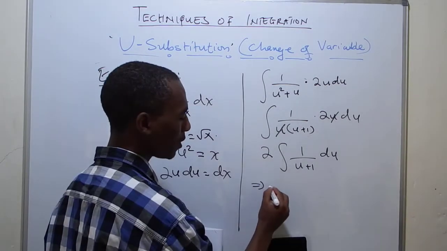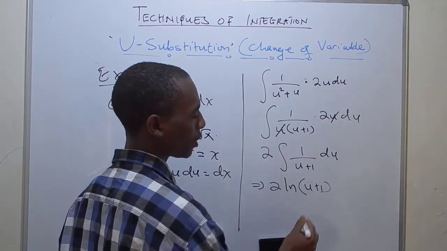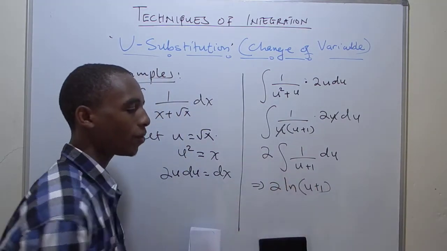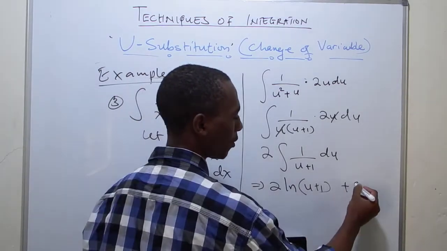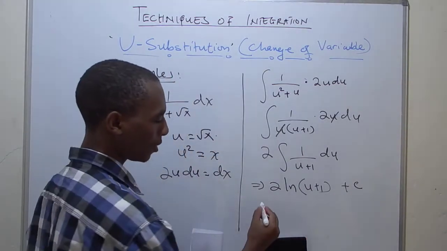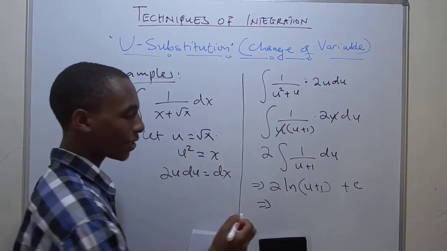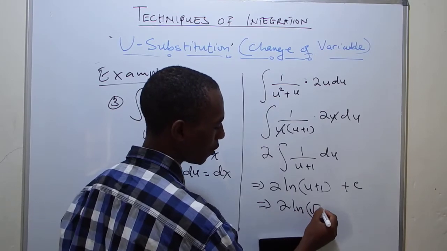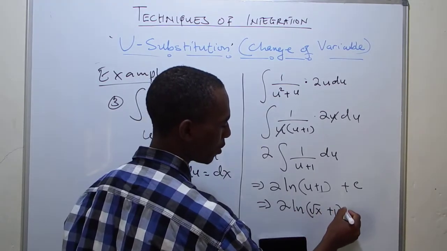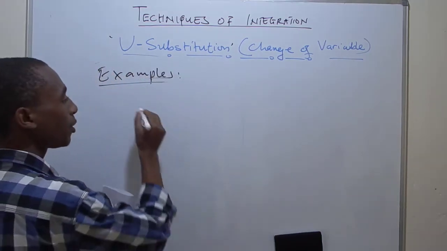The integral of this is 2 times the natural log of u plus 1. We know the integral of 1 over u plus 1 is the natural log of u plus 1, of course, plus a constant of integration. Finally, I'll replace back u with root of x. So we have 2 times the natural log of root of x plus 1 plus a constant. Okay, so example number 4.